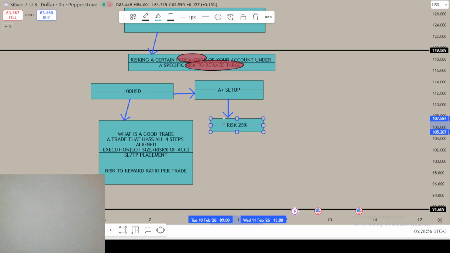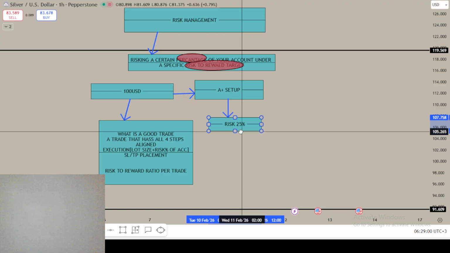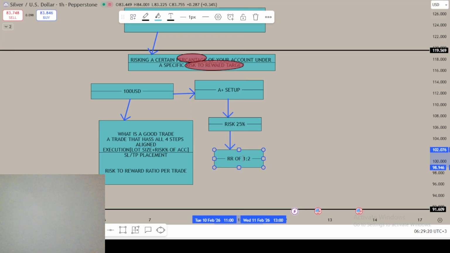I will risk up to 25%. This is the maximum that I can risk on one trade, 25%. But for me to risk this 25%, I need to see a risk to reward of 1 is to 2. That is extremely important. I will give you a little bit of math around this.